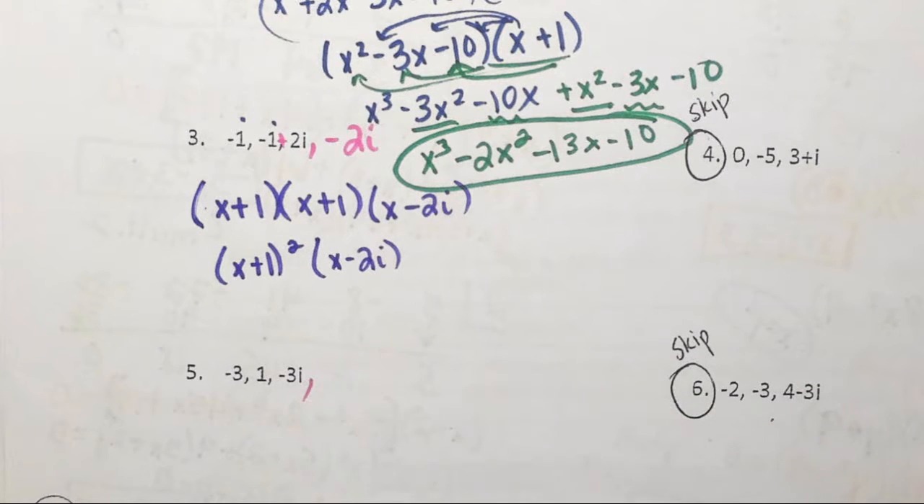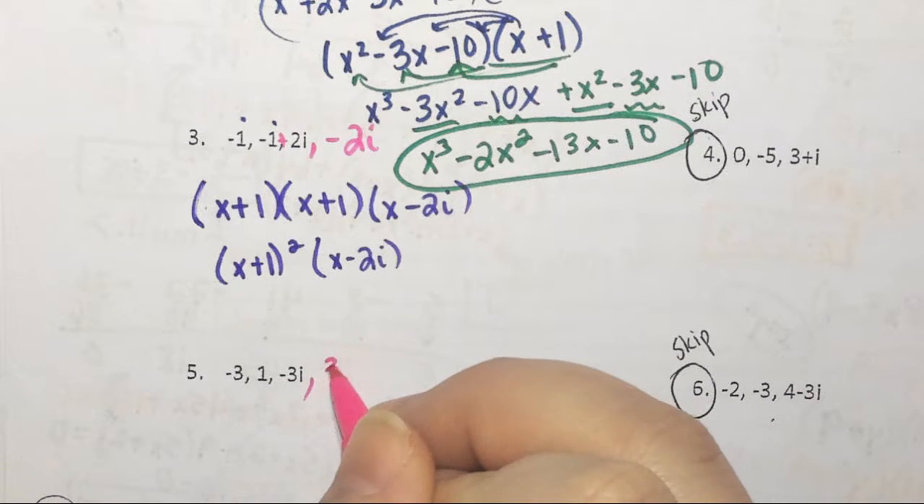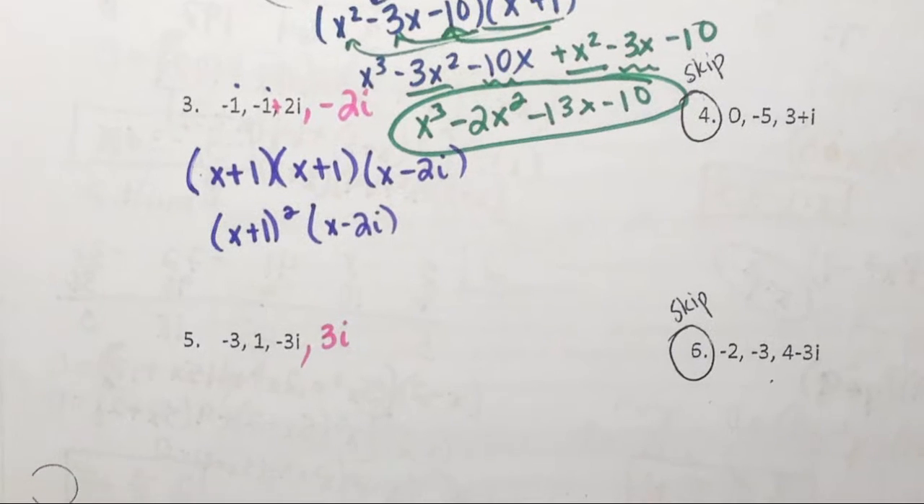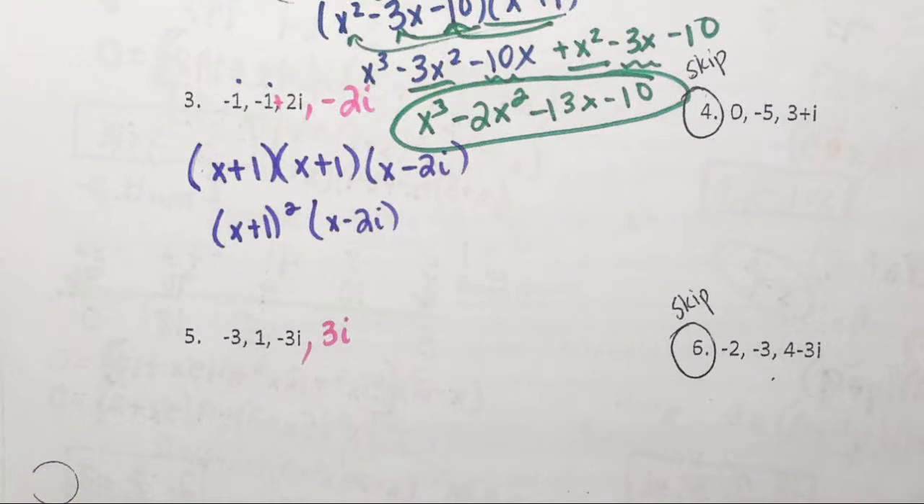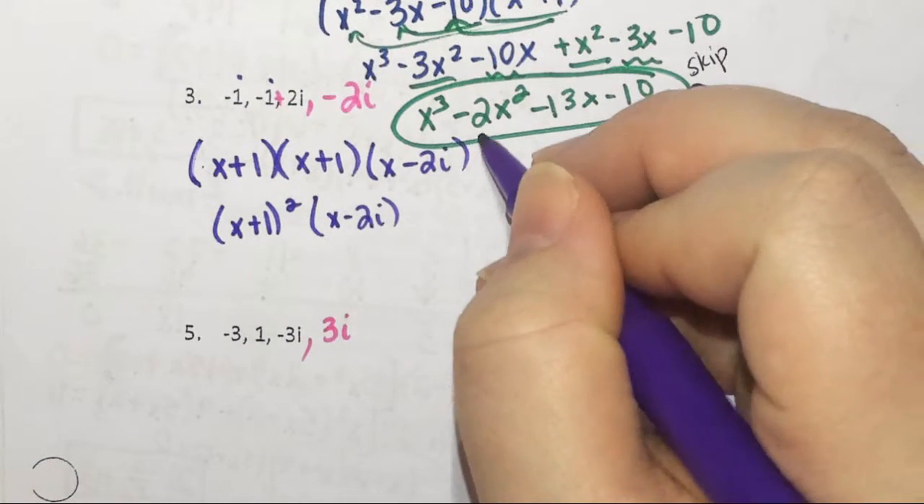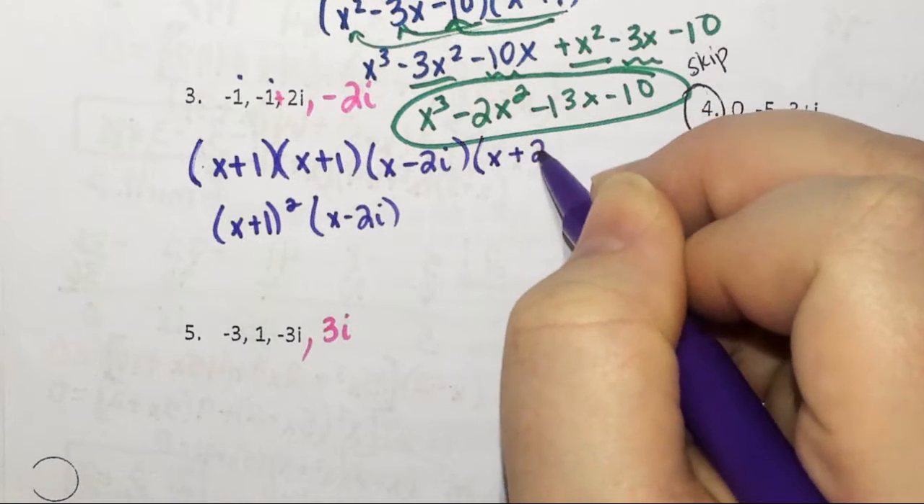So on number 5, they gave us the minus 3i. For free, we get the positive 3i. So yes, I've got x minus 2i, but I've also got x plus 2i.